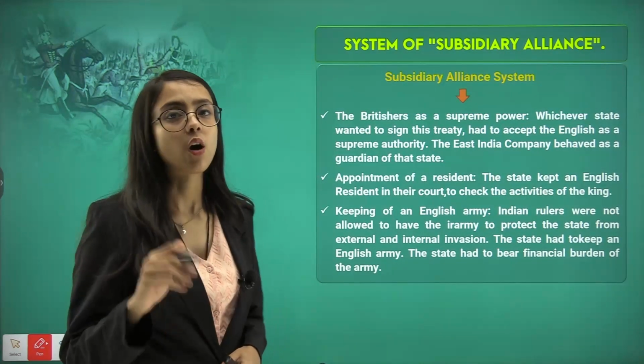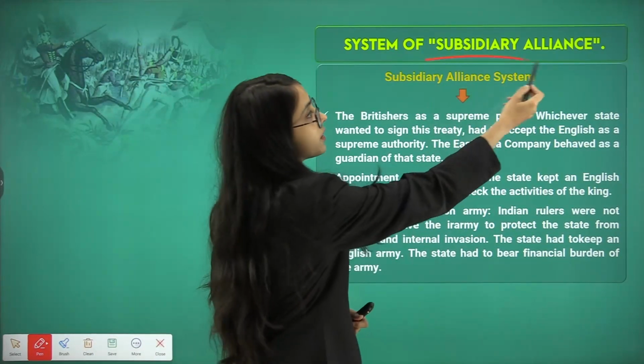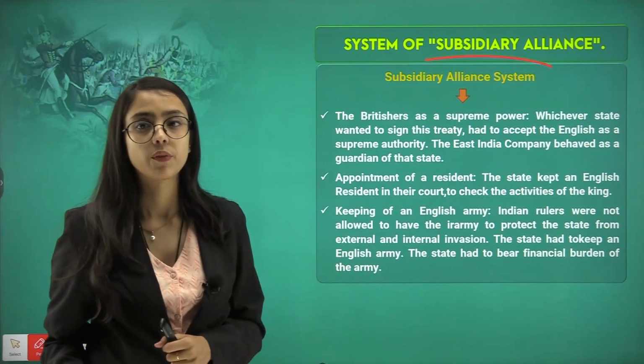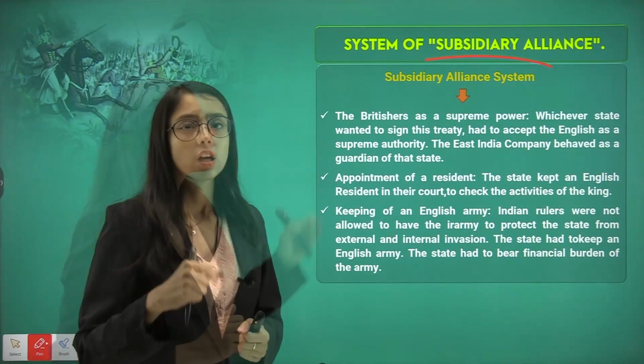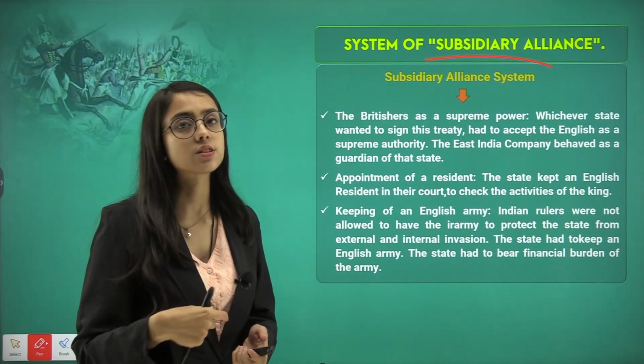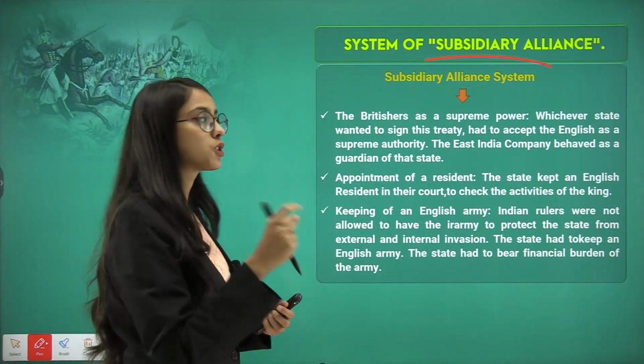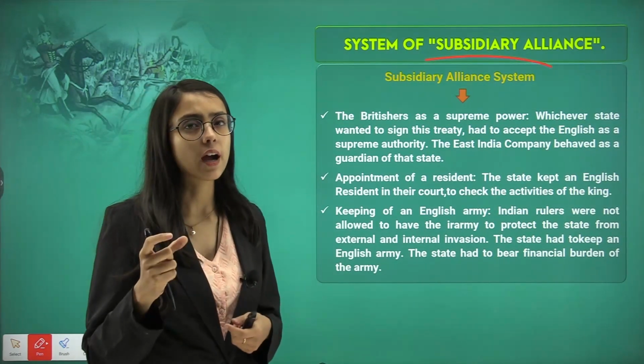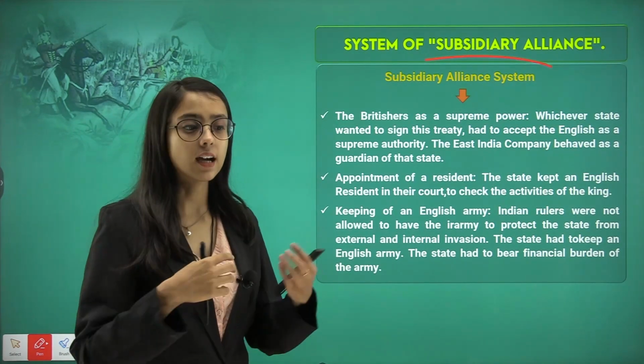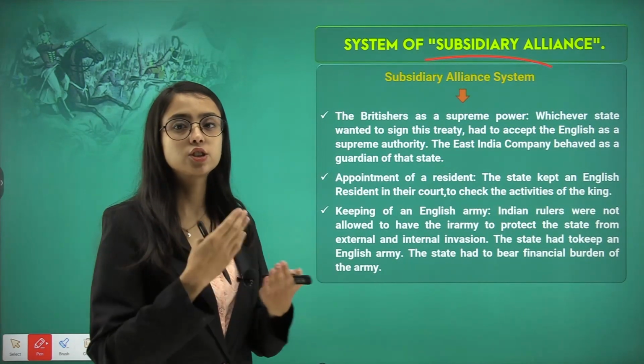Let's have a look at what the system of subsidiary alliance means. So, what is a subsidiary alliance? The East India Company, the Britishers, started to demand and talk with different states for a subsidiary alliance. I hope you understand the meaning of alliance. Alliance is the coming together of two powers.